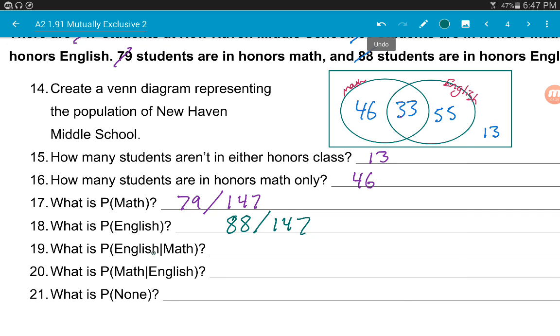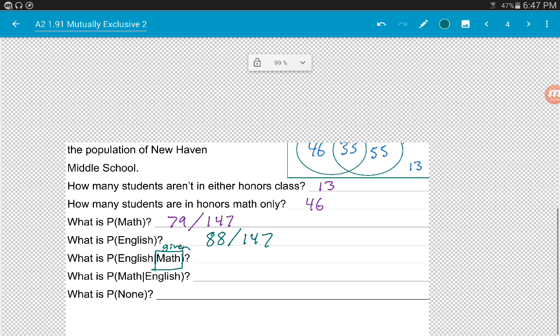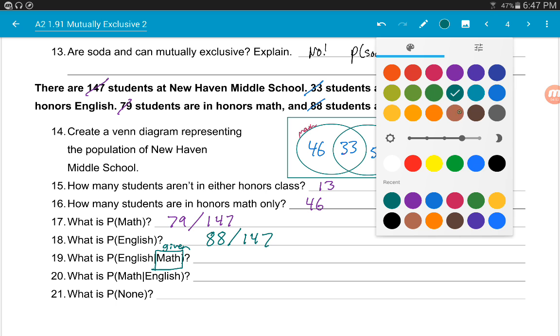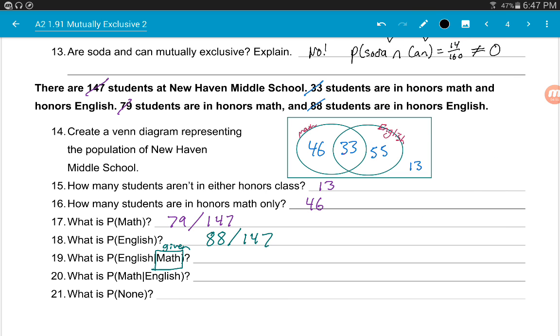What is the probability of English given math? So another way of writing this question number 19, is what is the probability of picking someone in Honors English given that that person is in Honors Math? So we're given this, right? This right here is a given. So I know that this person is in Honors Math. That's what they're telling me. Whatever person I've chosen is in Honors Math.